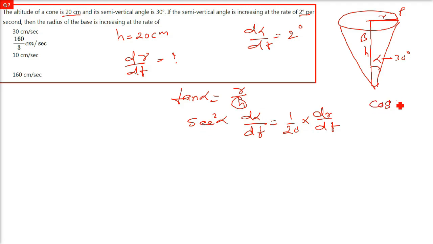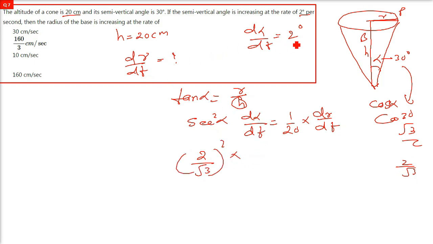See, cos alpha or cos 30 degrees. This is 30 degrees, right? Cos 30 degrees is root 3 by 2. So sec will be the inverse of this, 2 by root 3, whole square. d alpha by dt is 2 degrees, and then 20 will go on that side, dr by dt. So when you compute this, you'll get the answer as 160 by 3, I guess, right? I'll just compute it because computation is quite easy.